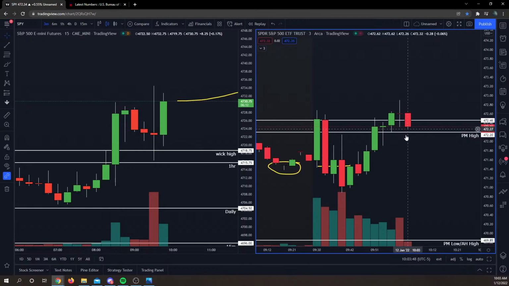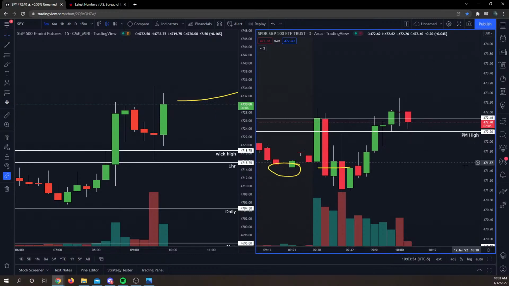Doji above our high of day. Wick was touching it. Expecting pre-market high level to be retested. 15-minute candle here on the futures. Still working, about 6 minutes left on it. Watching it very closely.